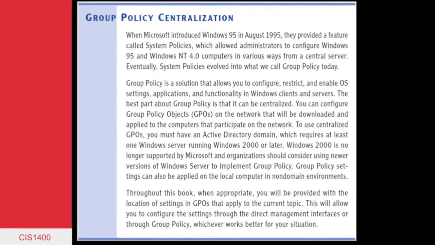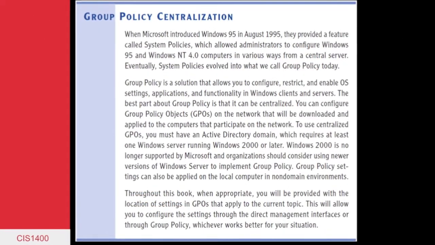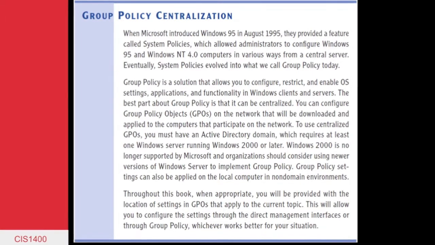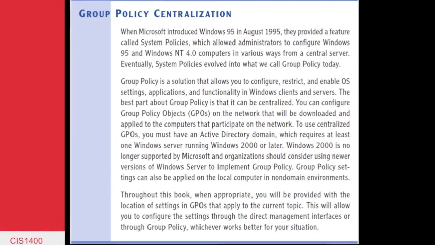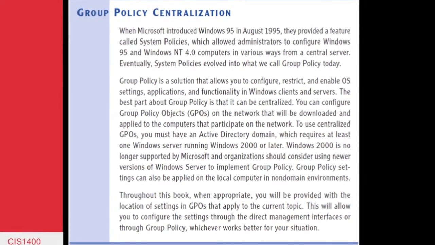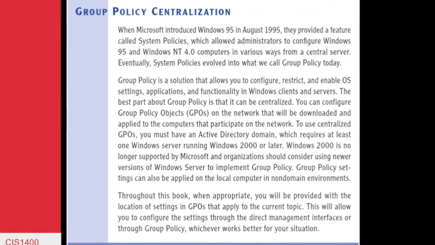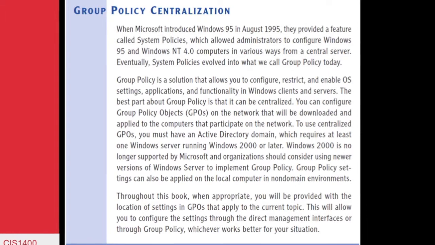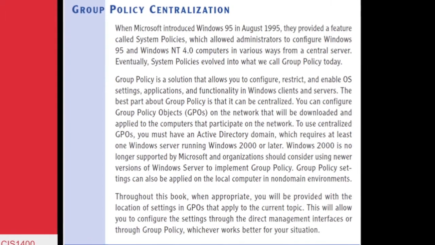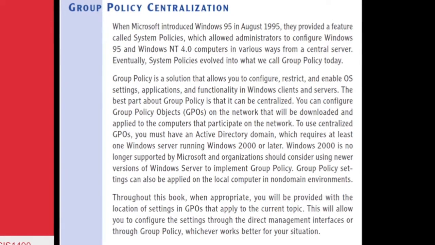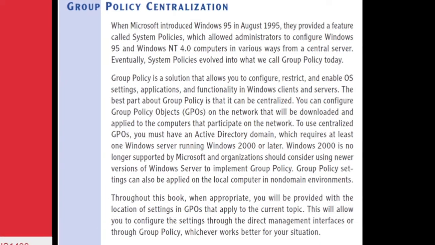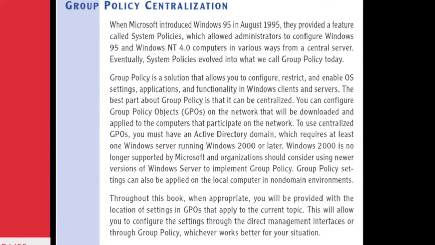Group Policy is a solution that allows you to configure, restrict, and enable OS settings, applications, and functionality in Windows clients and servers. The best part about Group Policy is that it can be centralized. You can configure Group Policy objects, known as GPOs, on the network that will be downloaded and applied to the computers that participate on the network. To use centralized GPOs, you must have an Active Directory domain.